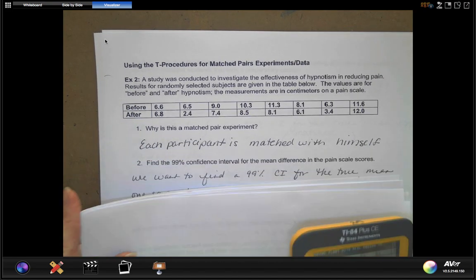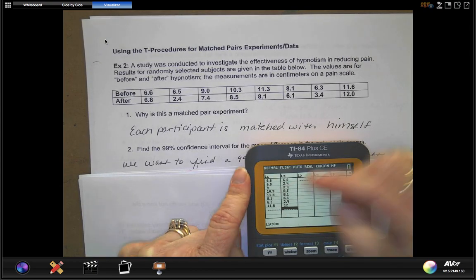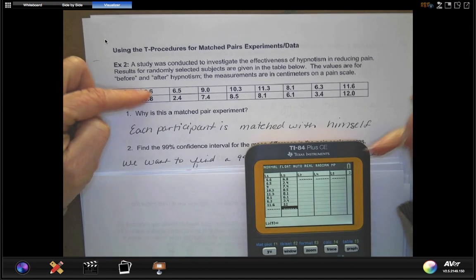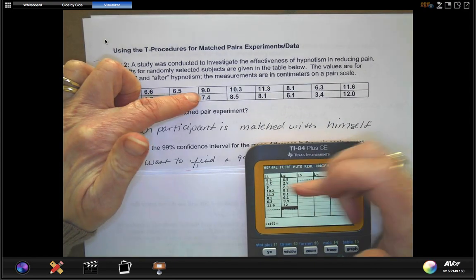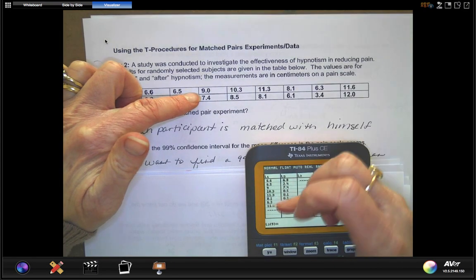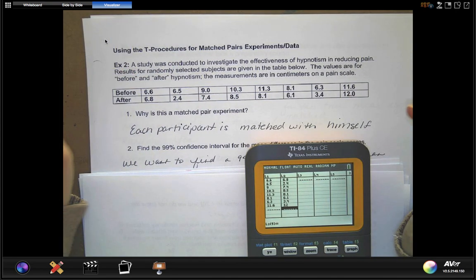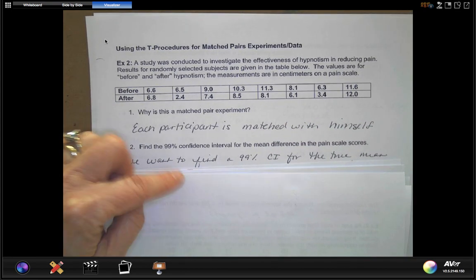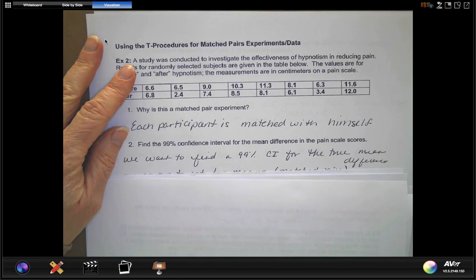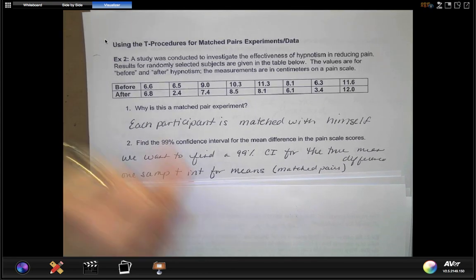What I'm going to do here is type all these values into the calculator, but remember, these are matched, so you can't switch up the order of these. That 9 has to stick with that 7.4, that 8.1 sticks with that 6.1. All right, so these are all matched together. I come over in list 3, and that's where I'm going to do my difference. So I want to find the 99% confidence interval for the true mean difference. It's a 1 sample t-interval for means.